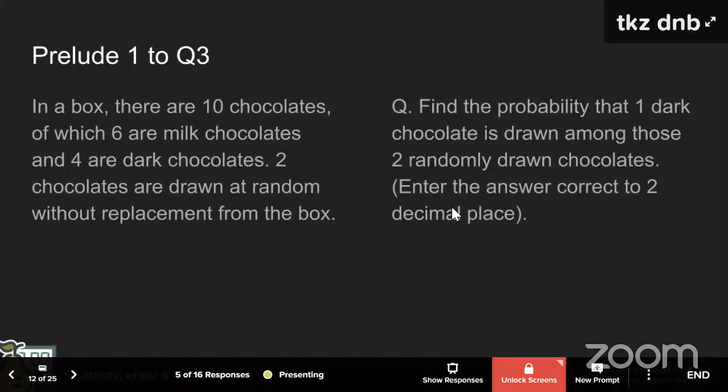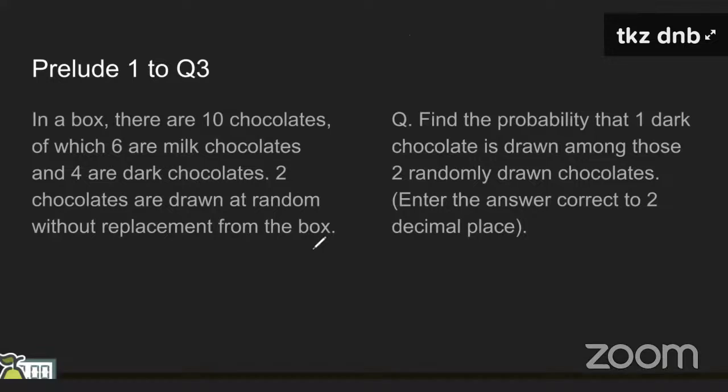So we have to find the probability that one dark chocolate is drawn among those two randomly drawn chocolates. Okay. So this type of question we already have done, right?